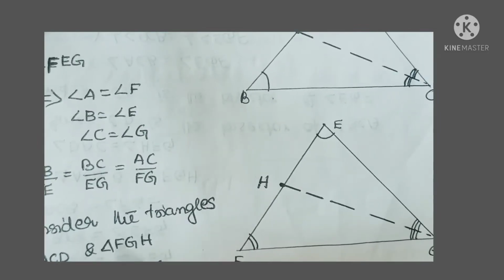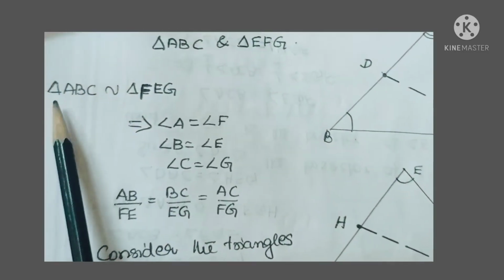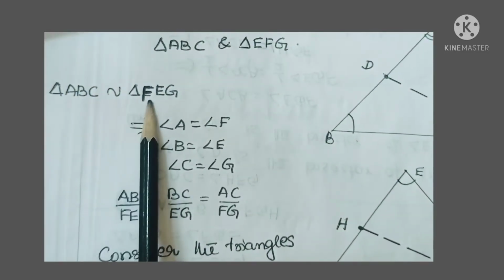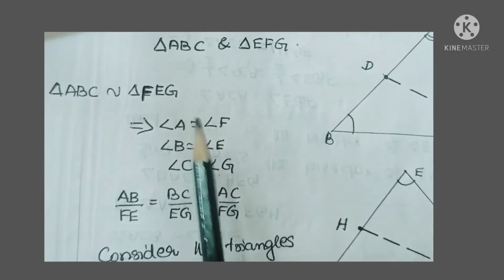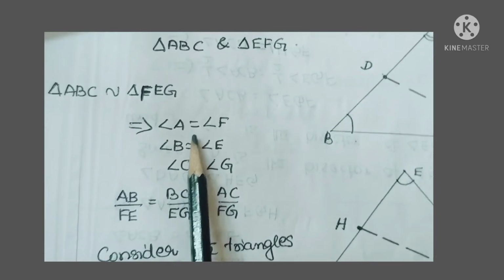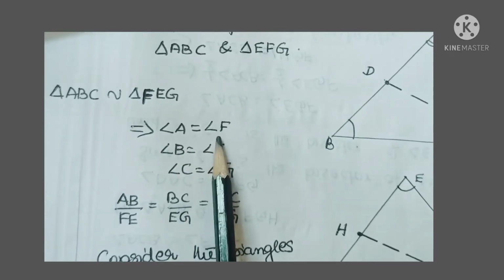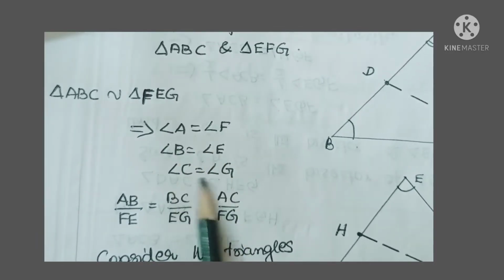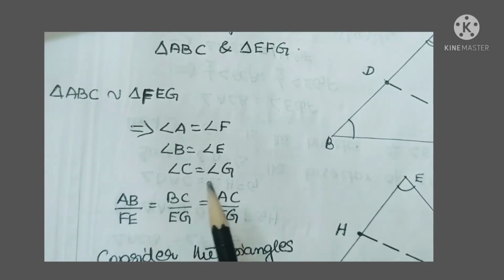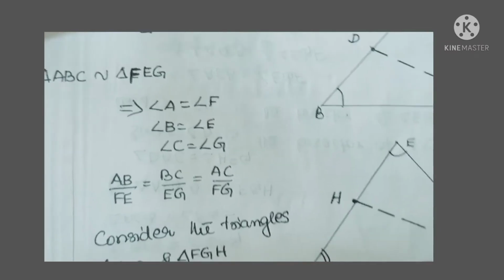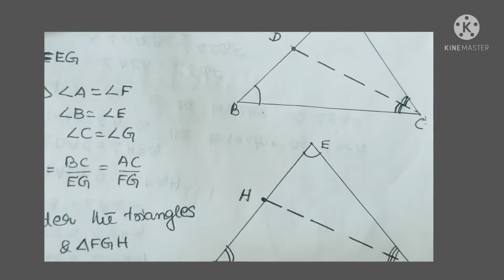Then, since it is given that triangle ABC is similar to triangle FEG, corresponding angles are equal. So angle A equals angle F, angle B equals angle E, angle C equals angle G. Then take the ratio of their corresponding sides. AB by FE equals BC by EG equals AC by FG. Since all angles are equal, the bisectors are also equal.